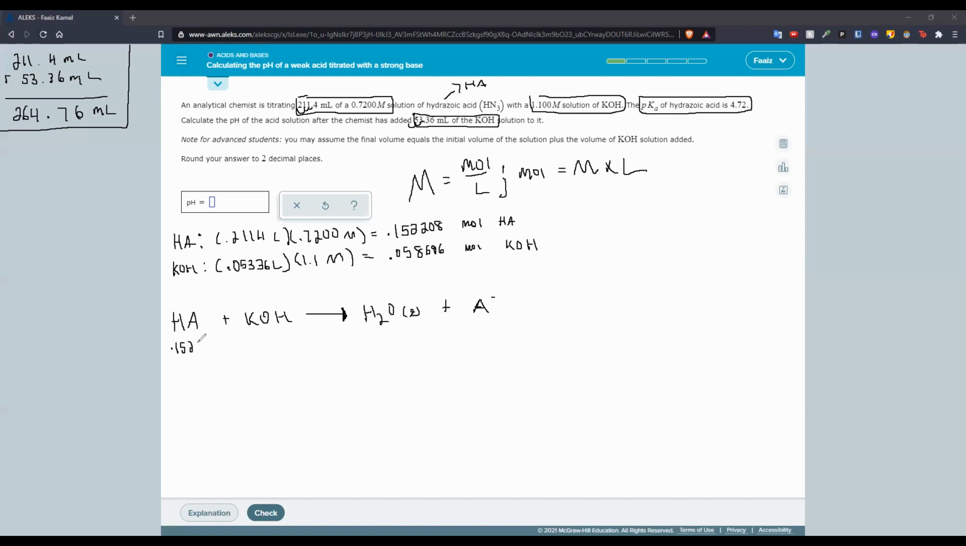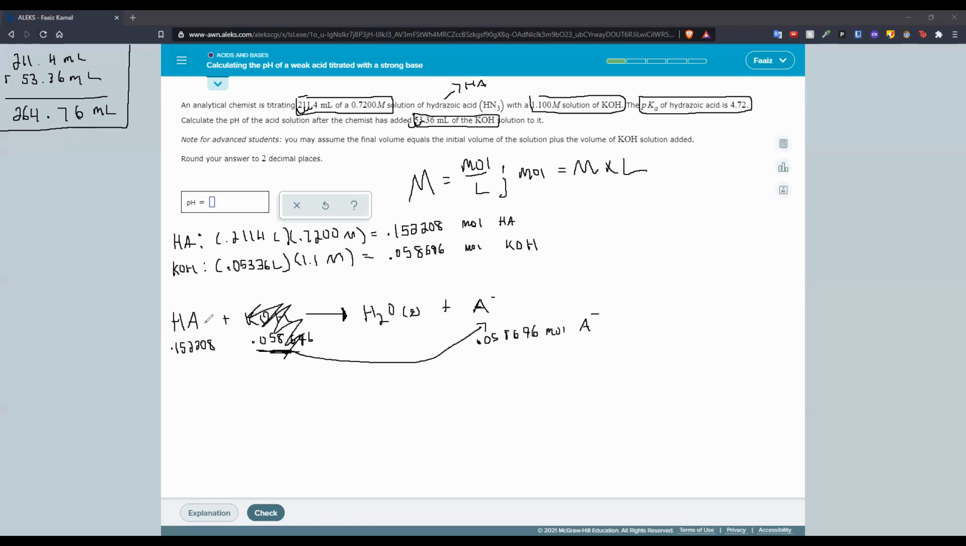So if you do this, since KOH is the limiting reagent, you're only going to get this amount of conjugate base, because you can't react any more than this with the acid. So this is going to get completely used up, and it's all going to convert to A minus. So you get rid of the KOH, and you get 0.058696 moles of A minus.